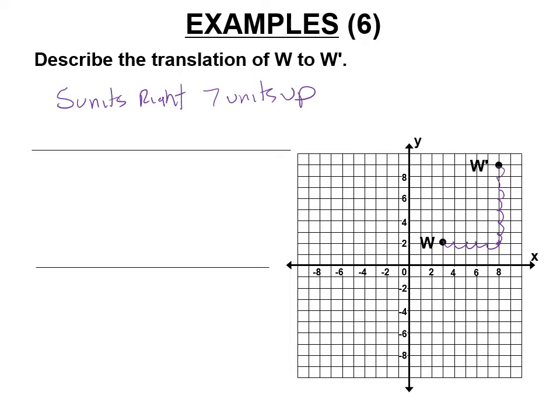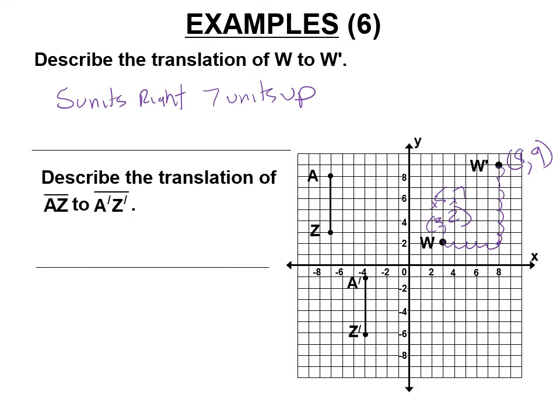And so we translated from, right, this was at (3, 2), is now at (8, 9). We went 5 units right and 7 units up. All right, line segment AZ to line segment A prime Z prime. That's how you say that. So what did we do? We went 1, 2, 3 units right.